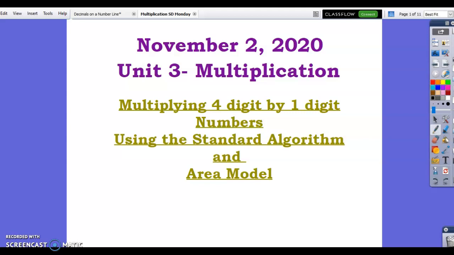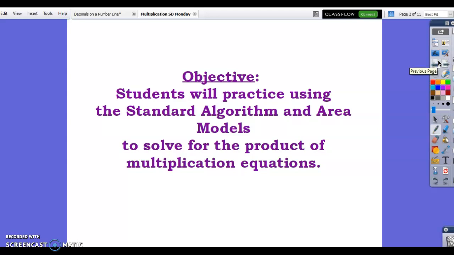Today we are continuing our Unit 3 multiplication. In your notes, I want you to write the above title that is underlined, multiplying 4-digit by 1-digit numbers using the standard algorithm and area models. So pause the video here and make sure you have that written at the head of a new clean page. Today, students will be practicing using the standard algorithm and area models to solve for the product of multiplication equations.